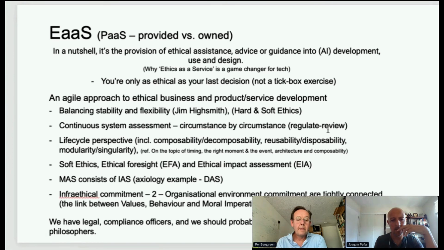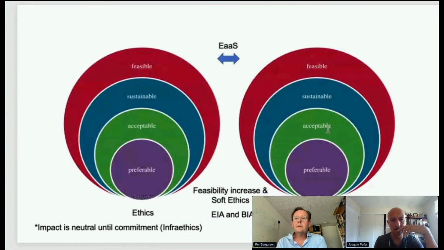Moving on a bit. As I mentioned a little bit earlier, this nice little model could easily be used in product assessment: feasibility, sustainability, acceptability, and preferability. I think the real value here, also combined with people who really know about ethics, is to have both the ethical assessment, but also the business assessment. The business assessment also contains marketing, market analysis, competitive analysis, and all of these functions.